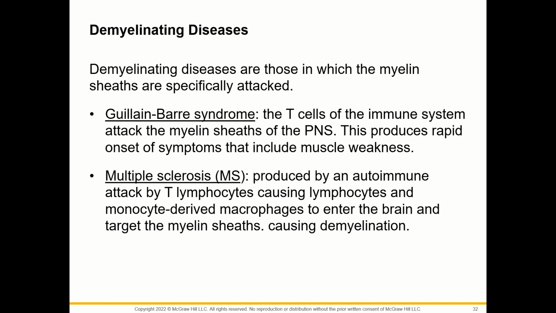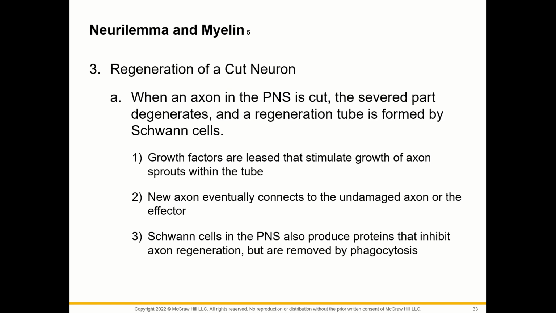And then we have multiple sclerosis, which is produced by an autoimmune attack by T lymphocytes, causing lymphocytes and monocyte-derived macrophages to enter the brain and target the myelin sheaths. And so this causes demyelination. Autoimmune diseases are crazy. You don't want your awesome immune system to attack your own cells. That's bad news.